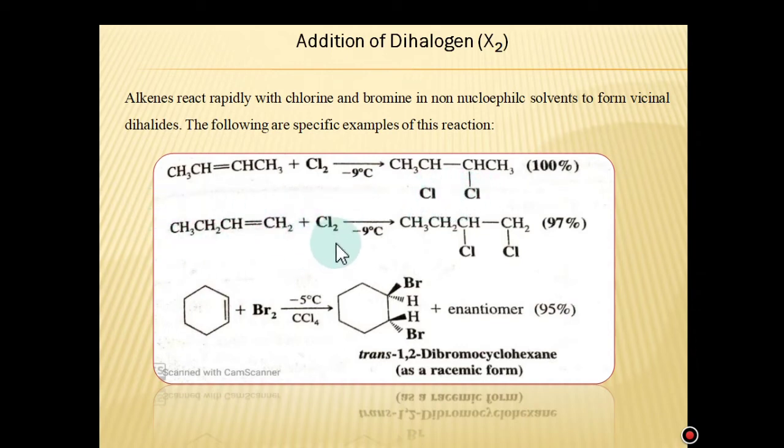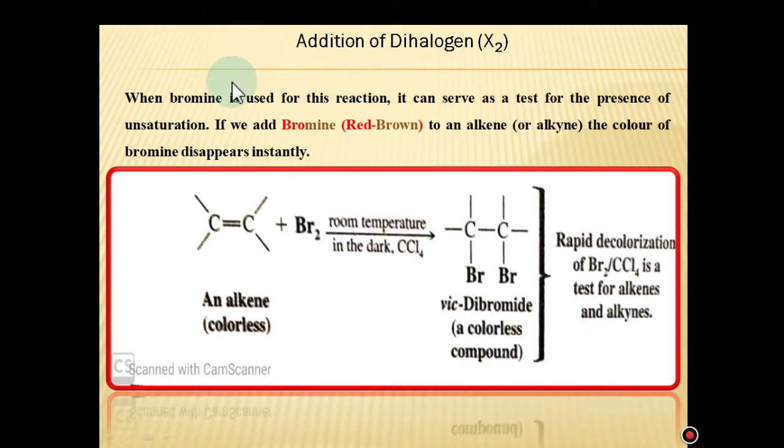This is but-1-ene reacting with chlorine to form 1,2-dichlorobutane. This is bromine reacting with cyclohexene to form trans-1,2-dibromocyclohexane. When bromine is used for this reaction, it can serve as a test for the presence of unsaturation. If we add bromine, which is red brown in color, to an alkene or alkyne, the color of bromine disappears instantly. So this reaction forms the basis of the test of unsaturation.